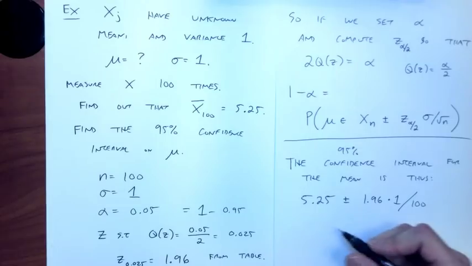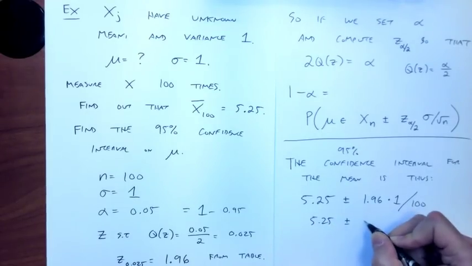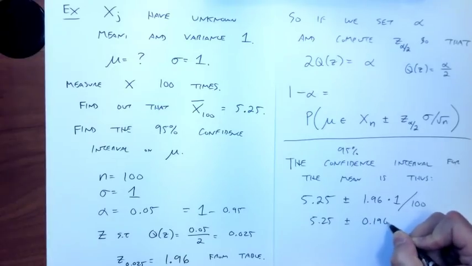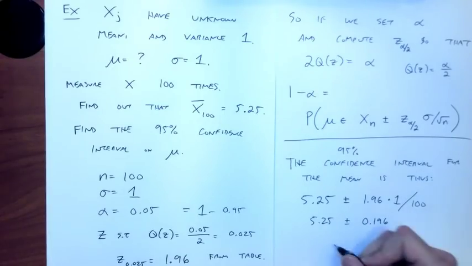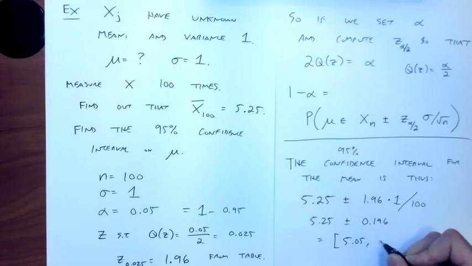And so that's basically 5.25 plus or minus 0.196. And so that means that my mean is within basically 5.05 to 5.45, right? I can be 95% confident that if I did this experiment, I'm close to that value. Yes?